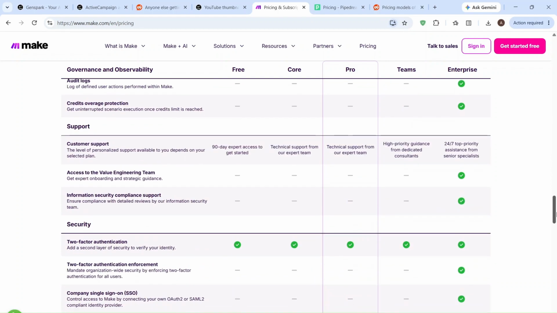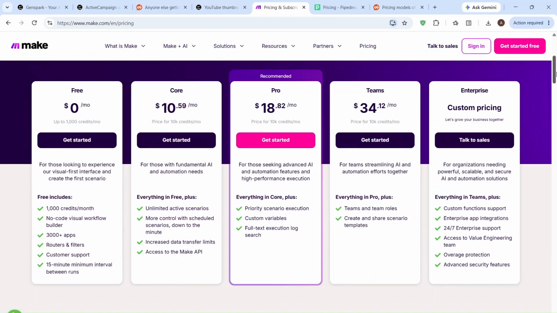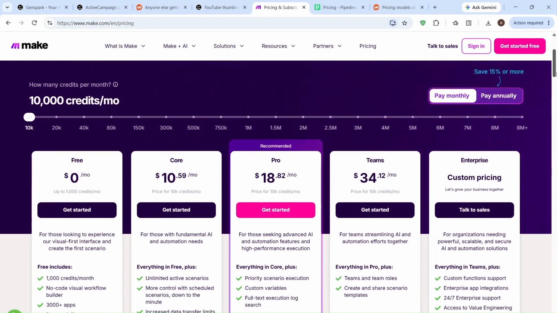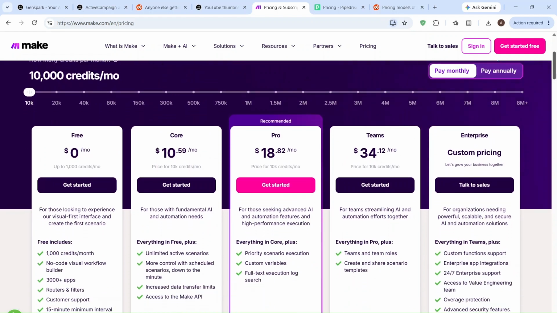Free gives 1,000 credits a month, but with a 15-minute gap between runs and only 2 scenarios. Core is $10.59 a month. Pro, $18.82. Teams, $34.12. Way lower than Pipedream. If you stop now, you'd pick Make and feel great. But here's the question that changes everything. What actually uses up a credit?